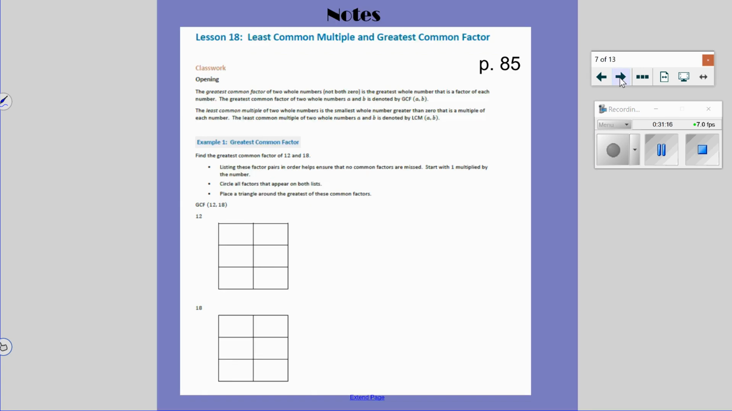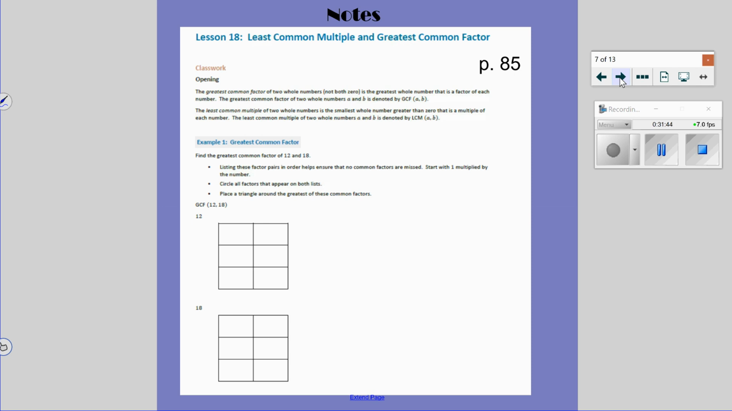Okay, let's turn to page 85. This is the start of lesson 18. So we're skipping lesson 17. This one is where we're going to get into LCM and GCF. Okay, Maddie, you ready? I got a big question for you.